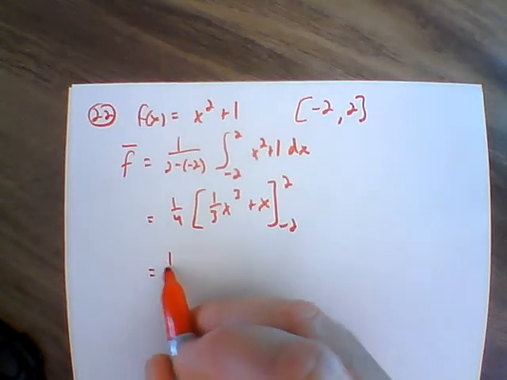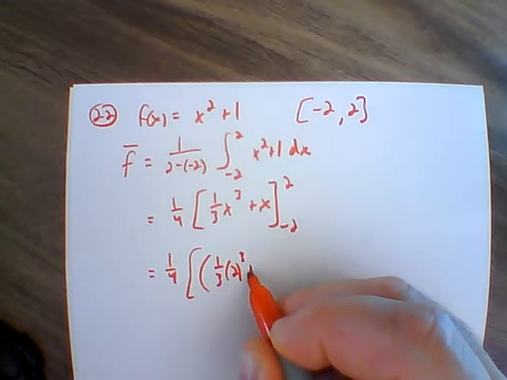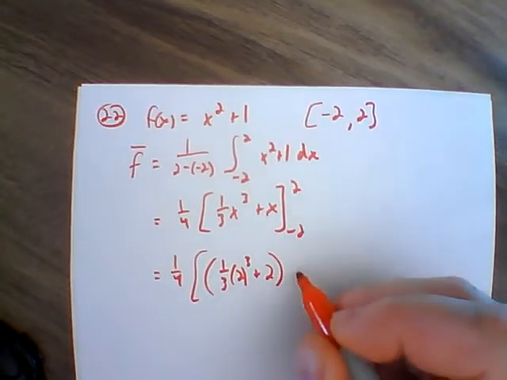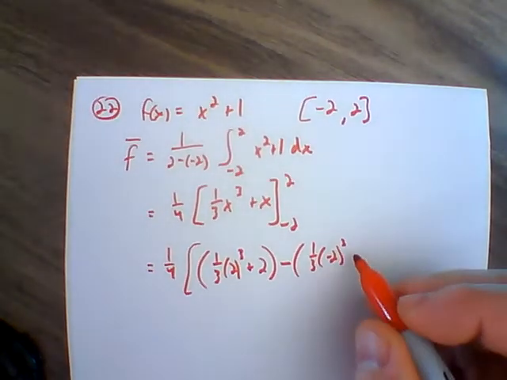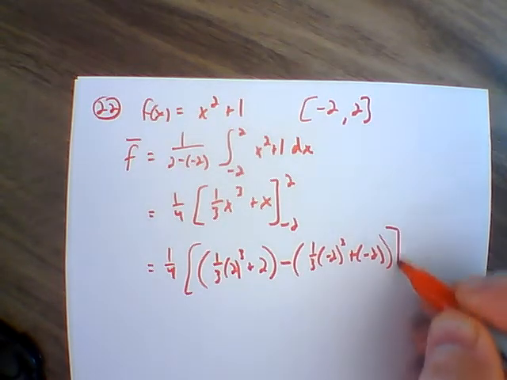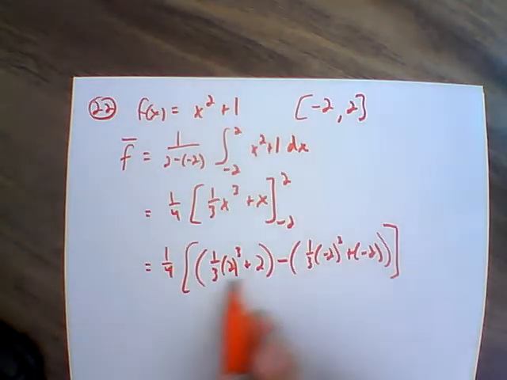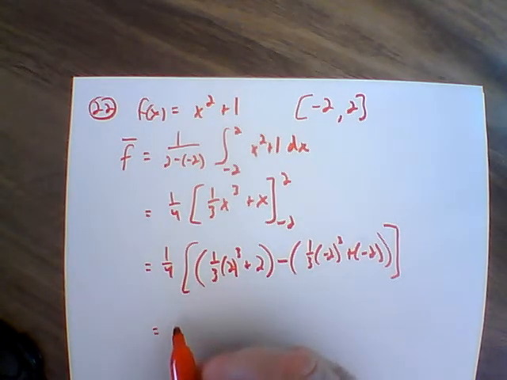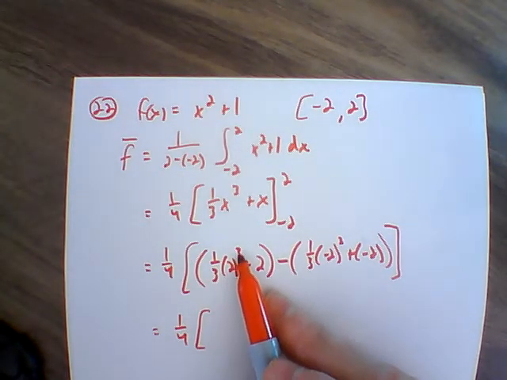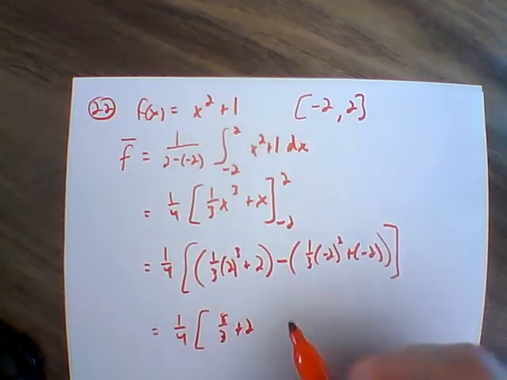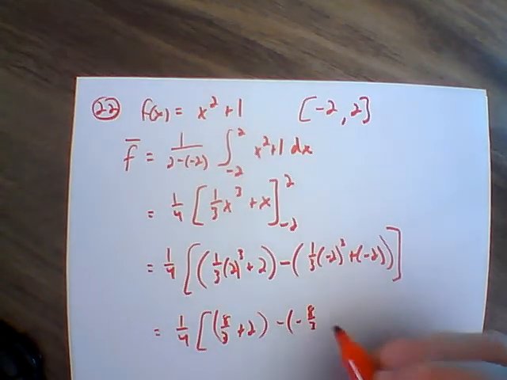Now it's just basically solving. Okay, so we're going to take this 1/3 times 2 cubed plus 2, and then we're going to subtract off 1/3 times negative 2 cubed plus a negative 2. Okay, so considering this, we have 1/4 times, now we have, let's see here, this is 2 cubed, so that's 8/3 plus 2, and then this would be a negative 8/3, so I'm just going to go like this, minus, we have a negative 8/3 minus 2.